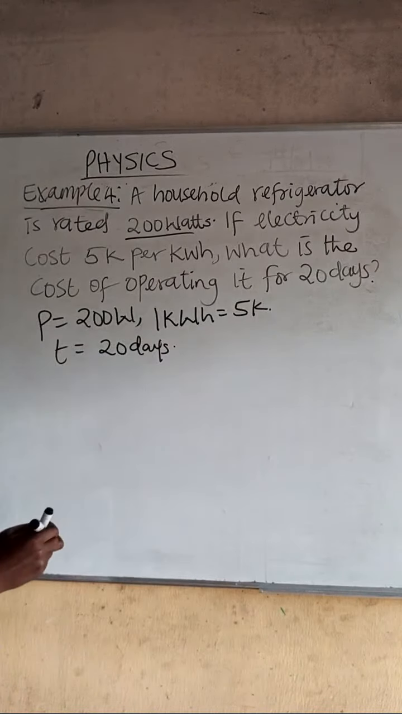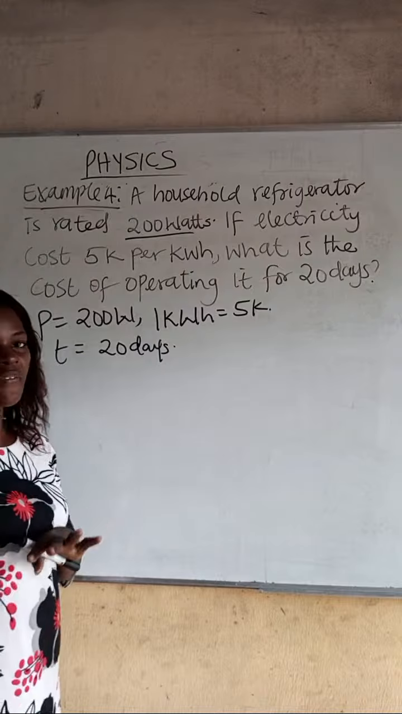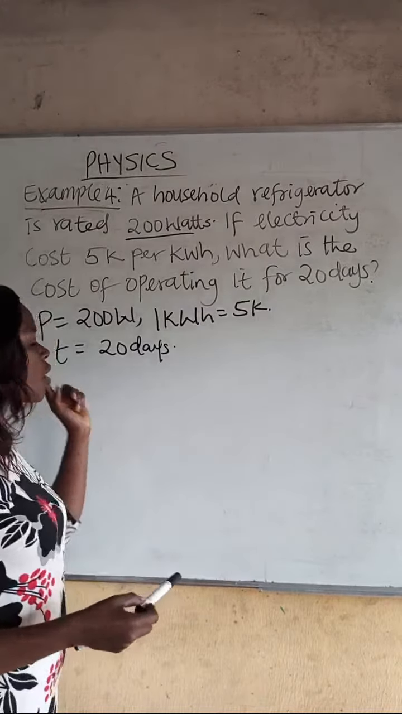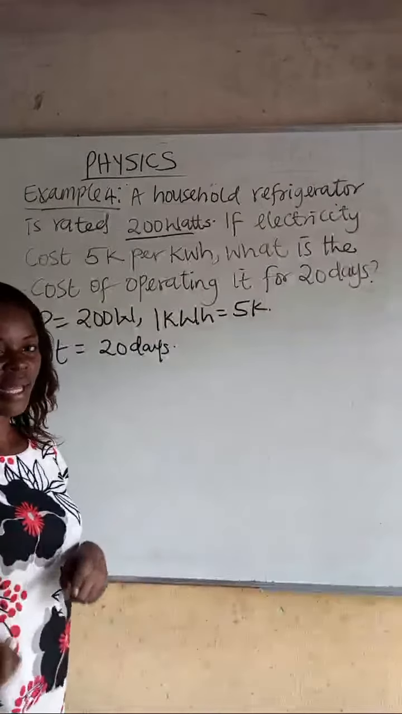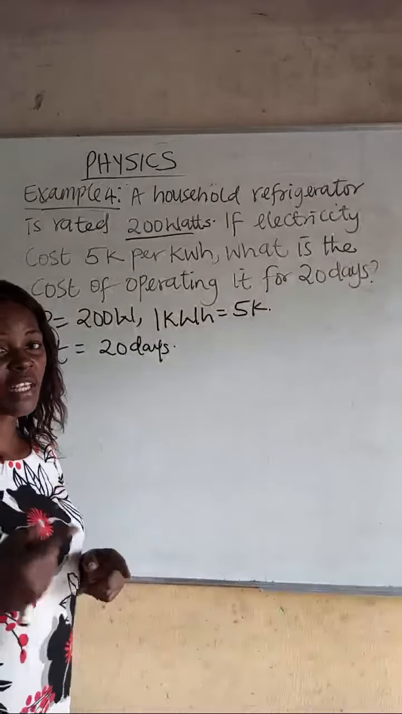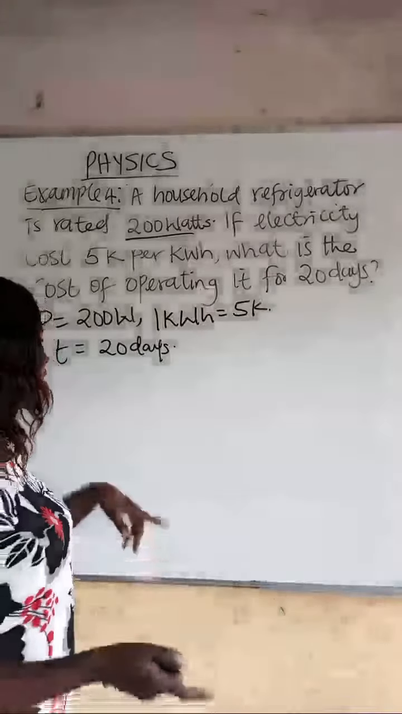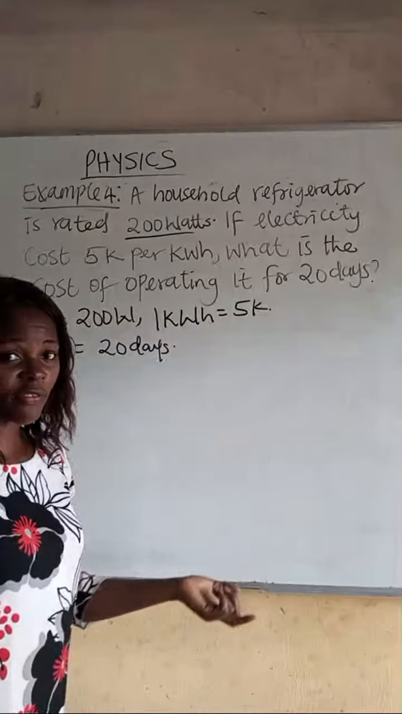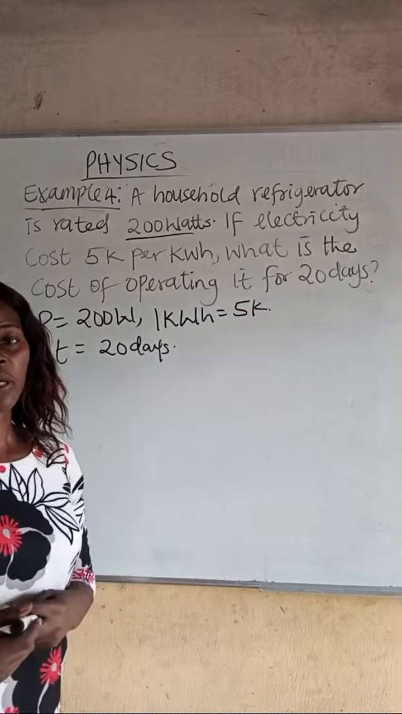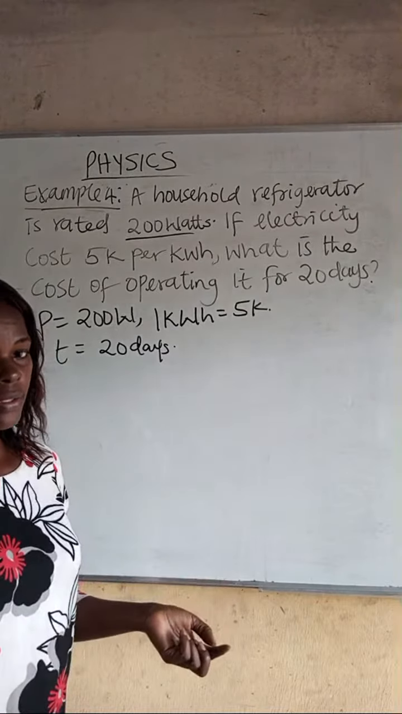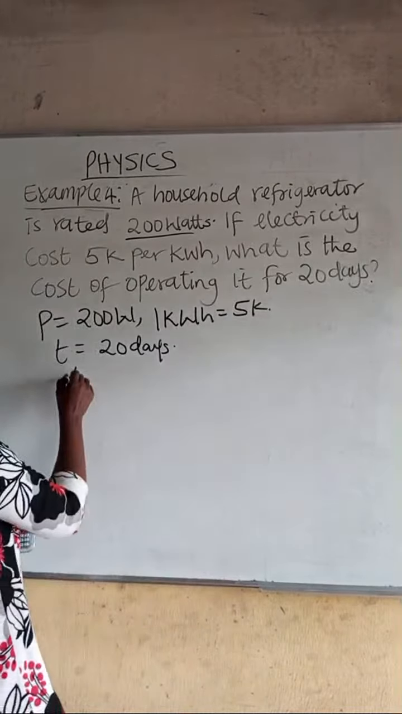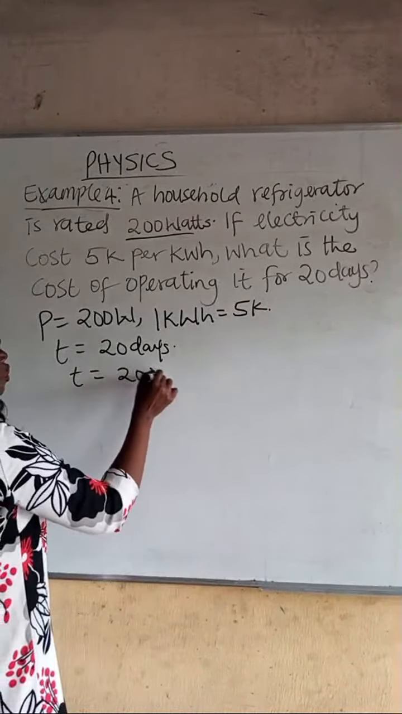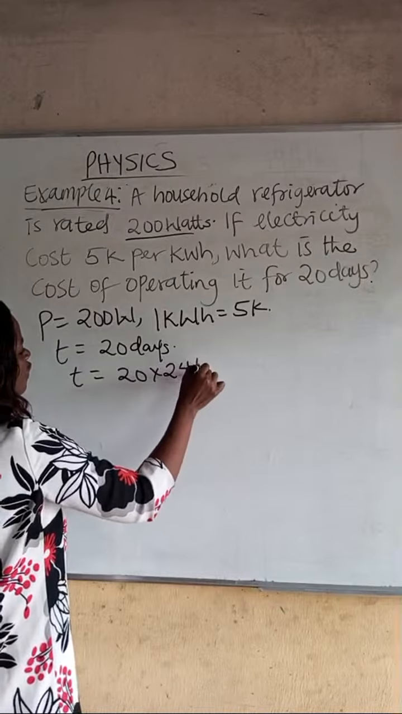All right. Now we know we normally solve it in hours. Now, how do we convert this day to hour? If you remember that 24 hours gives us 1 day, that means in 20 days, we're simply going to multiply these 20 days by 24 hours, right? So we use our calculator by saying time is equal to 20 times 24 hours.